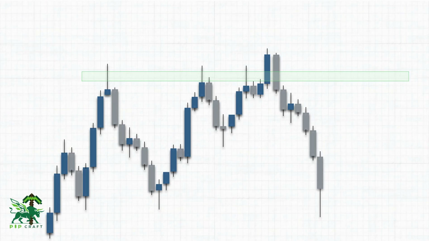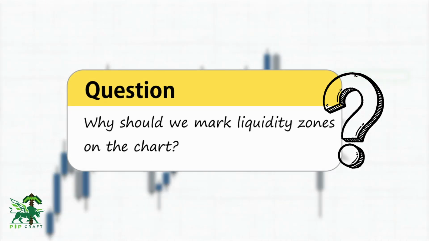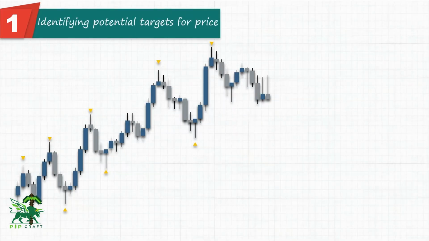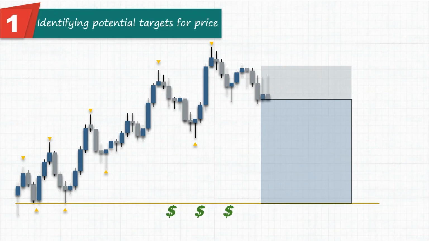Now, we've covered the general idea of liquidity, but the real question is, why should we mark these zones on the chart? Let's look at the main reasons. Number 1. Identifying potential targets for price. The market moves toward liquidity zones because it is required for future movements. So we mark these levels as targets for our trades. For example, if there's a major liquidity zone below the price, the market may push price there to grab that liquidity. By marking these levels, we can anticipate where price is likely to go next instead of guessing.